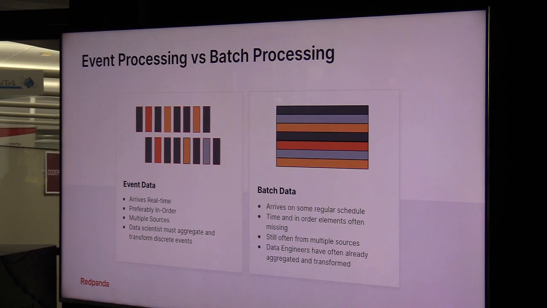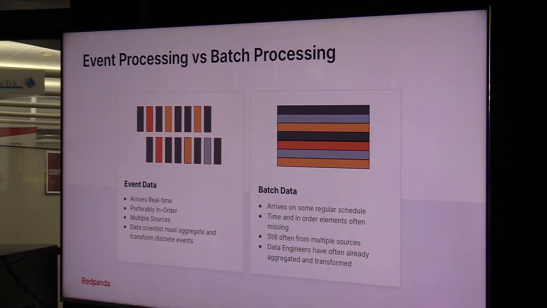And if you think about how this is different, when we have our batch data that we're getting from our data engineers, we might get it on some type of regular schedule, like nightly dumps, weekly dumps, things of that nature. Sometimes the time and the order these things occurred is just missing from us. It's been stripped out through all the processing, or it was never really there in the first place. The data is still frequently coming from lots of multiple aggregate sources. You've got some data engineers who've built some nice transformations for you. But at the end of the day, you're building these models to make batch-based decisions.